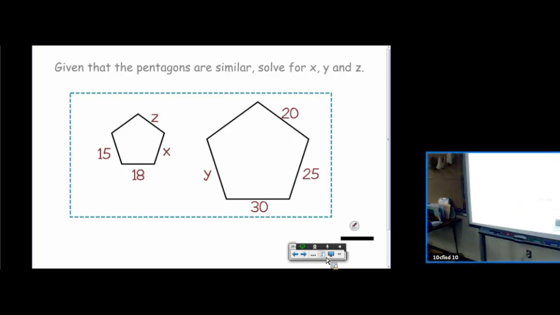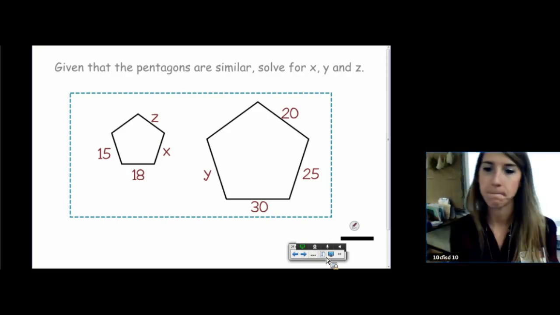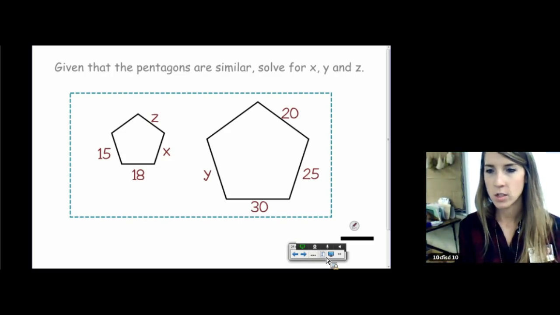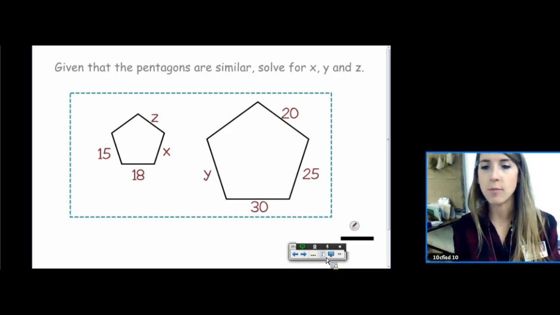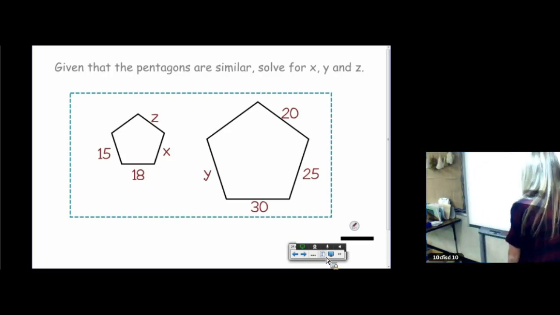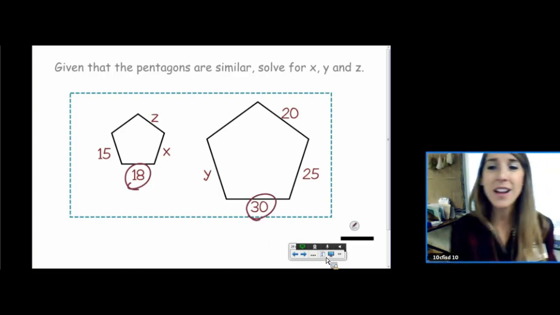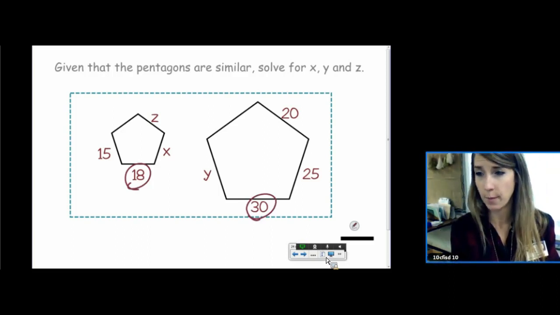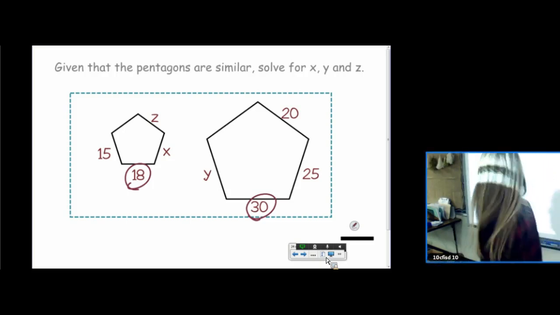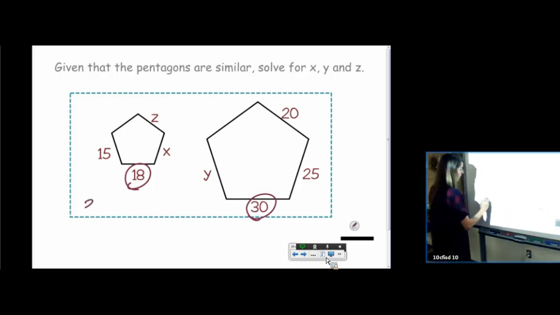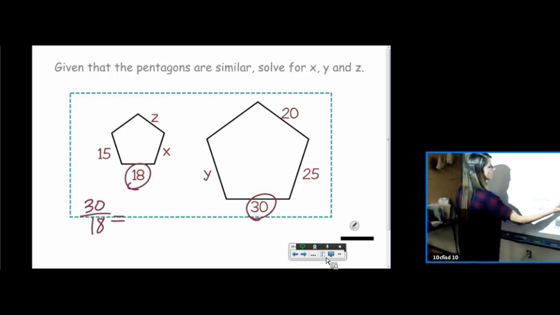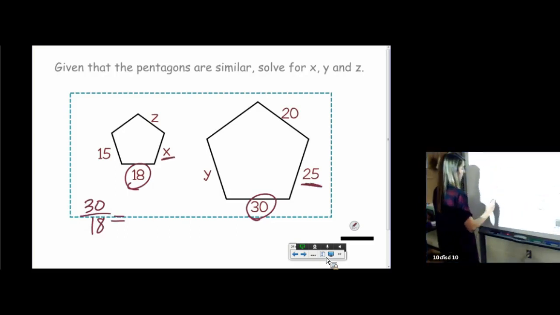How would we find multiple missing sides? So, we need to find some corresponding sides. Good. We need to find a ratio. Yep. We need to set up a proportion. That's going to be our key. We're going to use that one every time we solve for a missing side. So I would say, like, 30 is to 18 as, who do I want to use next? This guy and this guy. As 25 is to x.